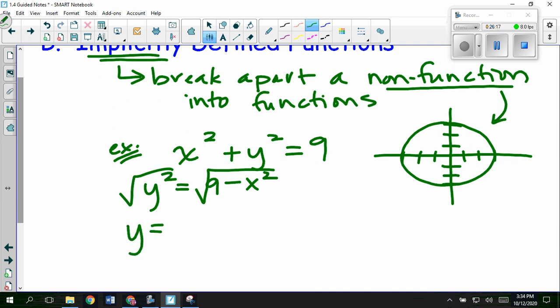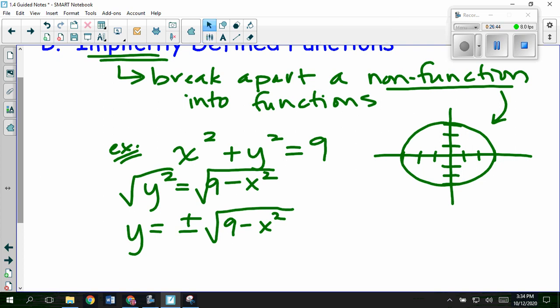When I do that, though, remember not too long ago we had a conversation in chapter P about taking the square roots on both sides of the equation. When I do that, I need to incorporate the fact that there's a plus or minus scenario. So with a plus or minus the square root of 9 minus x squared, I have now actually created two separate functions. This is what we call implicitly defined.